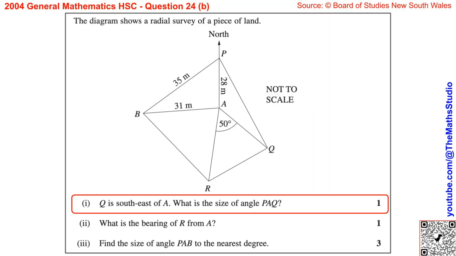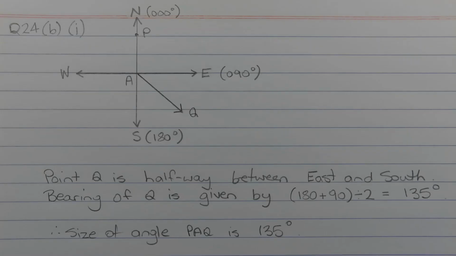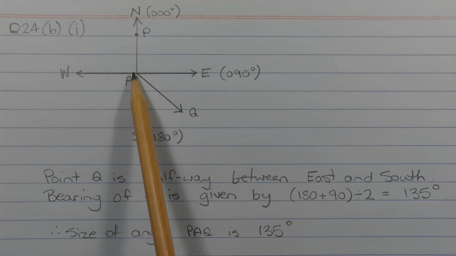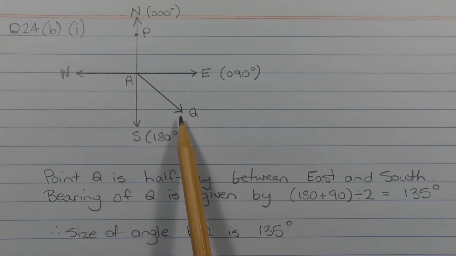Question 24, Part B. The diagram shows a radial survey of a piece of land. Part 1. Q is southwest of A. What is the size of angle PAQ? The first thing to note is that point P is due north of point A, so angle PAQ corresponds to the bearing of point Q.